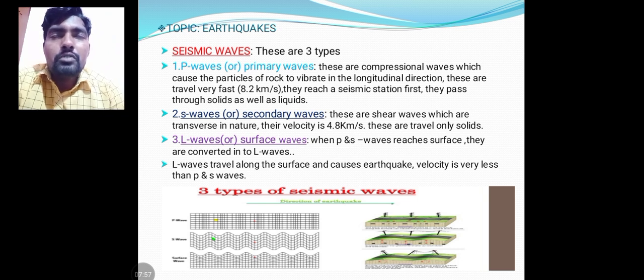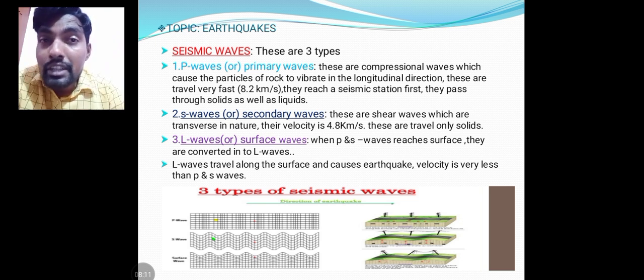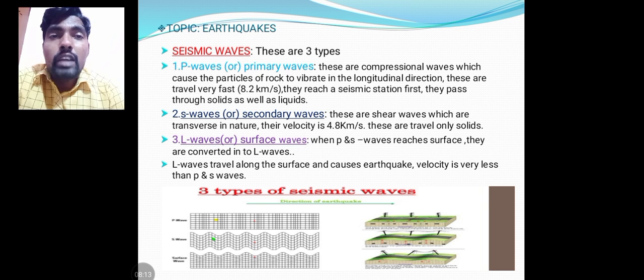These are also called compressional waves, which cause the particles of the rock to vibrate in the longitudinal direction. So these travel very fast, at 8.2 kilometers per second. The waves that first reach the seismic station are P waves or primary waves.